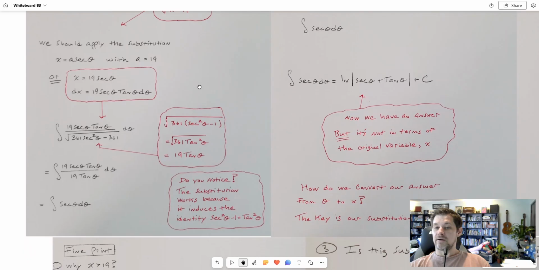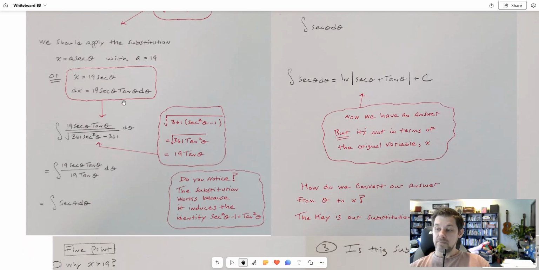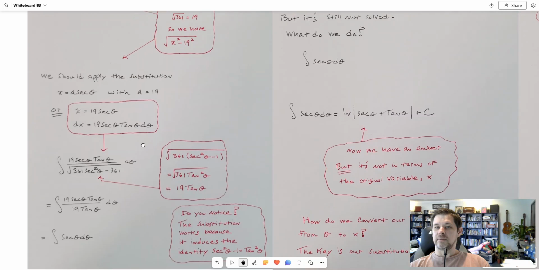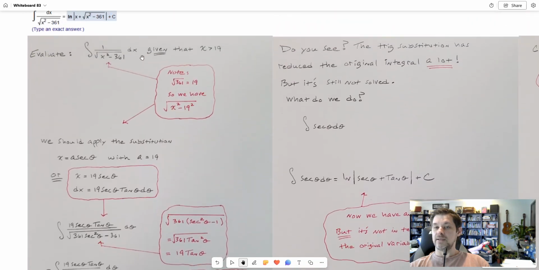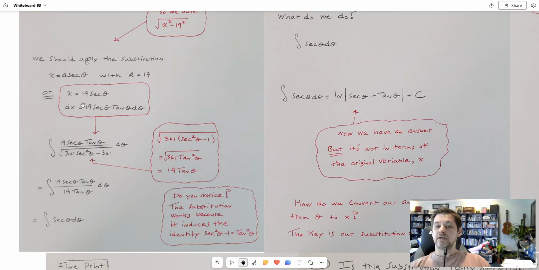Now I'm going to use that substitution. I'm committed to that at this point. x is 19 secant theta, but I have to substitute dx into the integral also. Okay, so I substitute x and dx. I've got in this integral x and dx. Those are two different things. Every time we substitute a variable, we substitute the variable and the differential. So if I'm going to substitute x as 19 secant theta, then dx will be 19 times whatever the derivative of secant theta is, which is secant theta tangent theta.